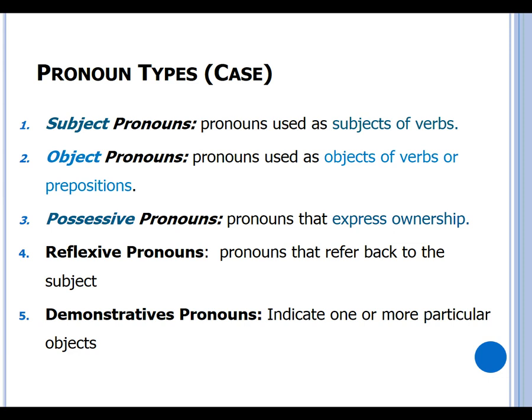There are 5 pronoun cases, and we will review each case of pronoun. Subject pronouns are pronouns used as the subject of verbs. Object pronouns are pronouns used as objects of verbs or prepositions. Possessive pronouns are pronouns that express ownership. Reflexive pronouns are pronouns that refer back to the subject. And finally, demonstrative pronouns indicate one or more particular objects.